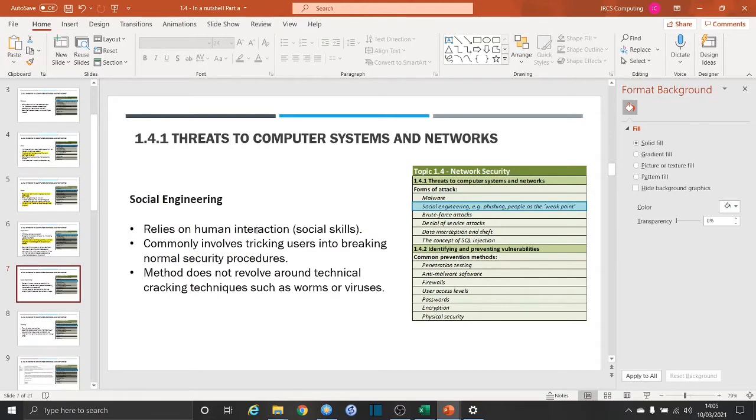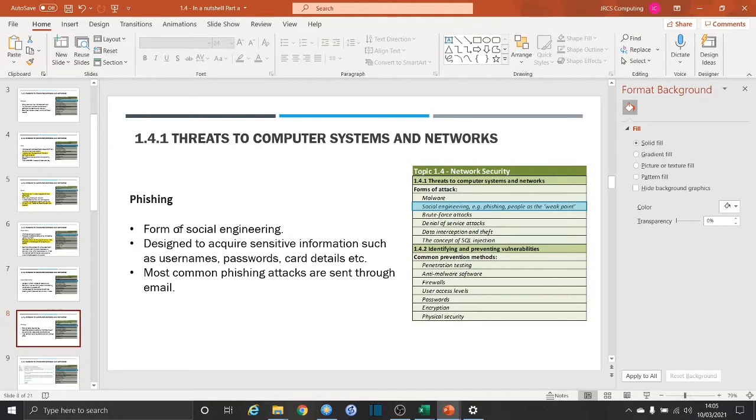Now we're going to look at social engineering. A lot of experts see people as the weak point of security. People do silly things, like writing passwords down. So social engineering relies on human interaction. It's trying to trick people into ignoring security procedures to allow the person to access their data and money, etc.